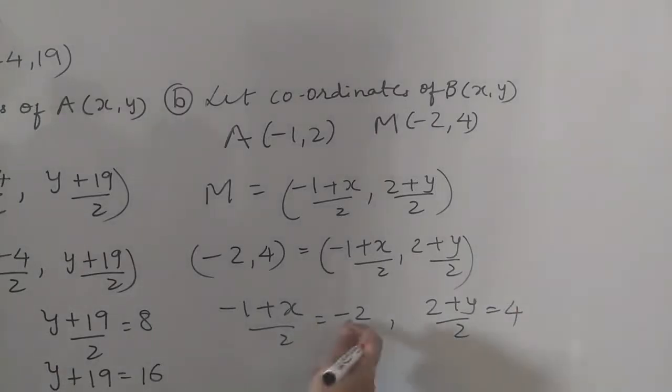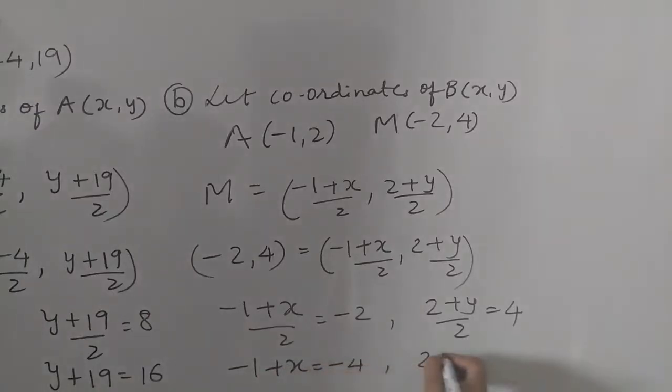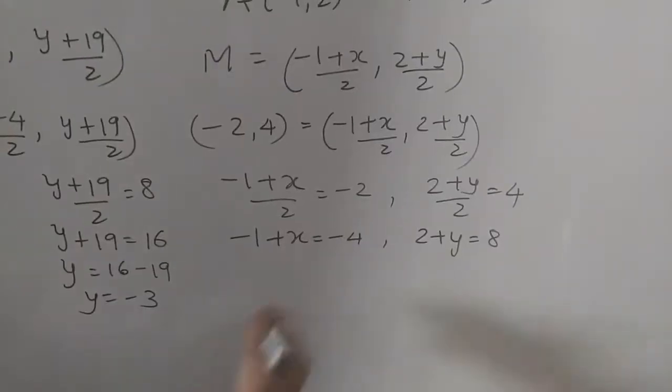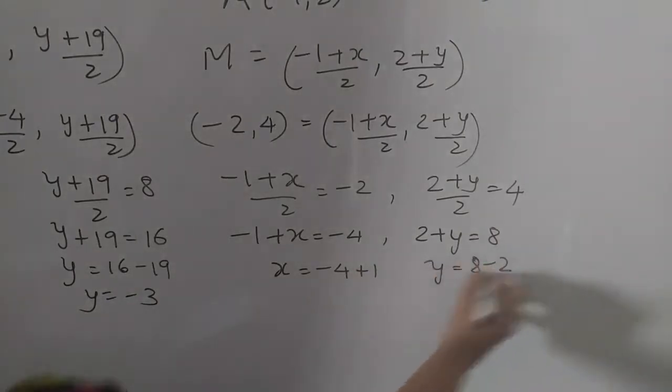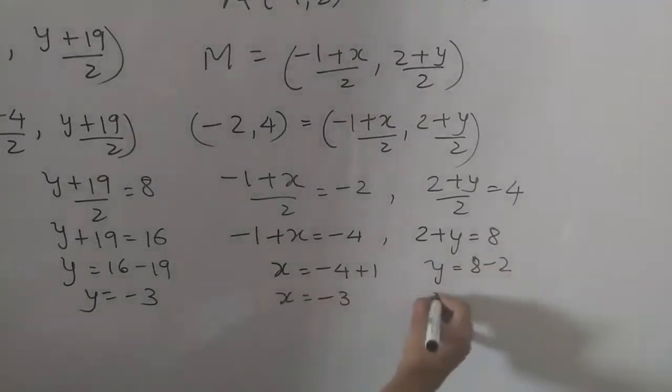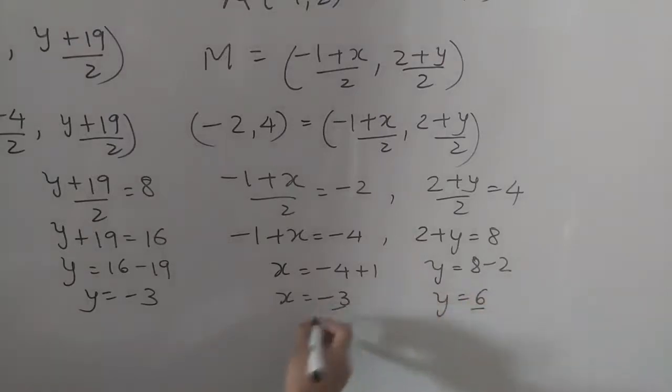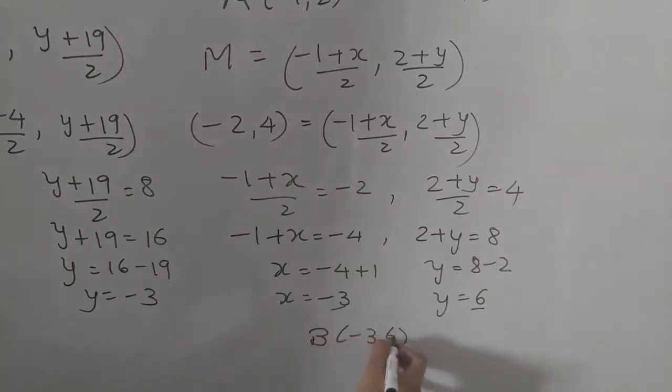Now solving this equation, take this 2 with minus 2. So I get minus 4, and 2 plus y, 4 2s are 8. So now here I get x equals minus 4 plus 1, and y equals 8 minus 2. So x is equal to minus 3, y is equal to 6. So the coordinates of B are (-3, 6). Likewise, we get both the answers A and B. Similarly, students, you can find the coordinates of A or B, and also sometimes the midpoint M coordinates.